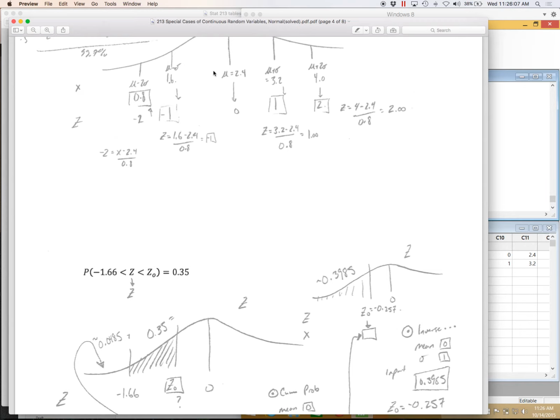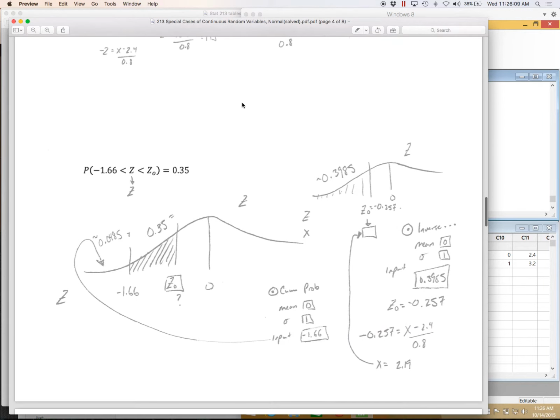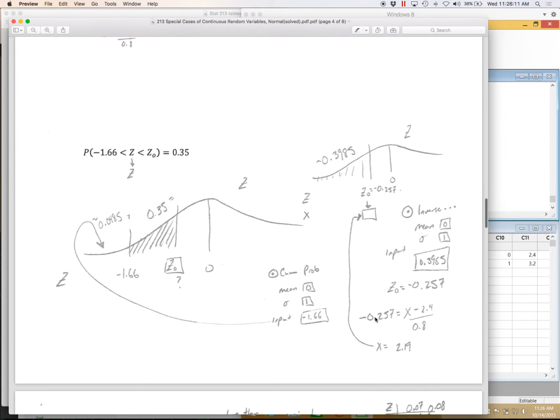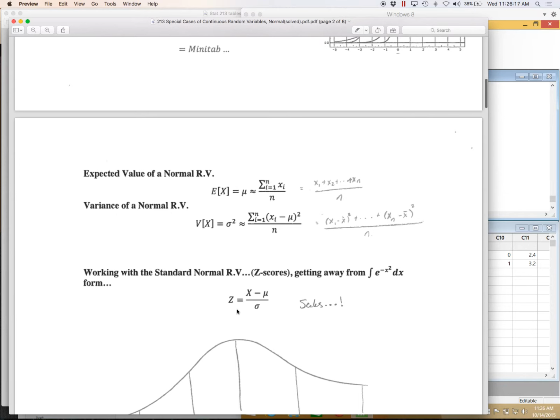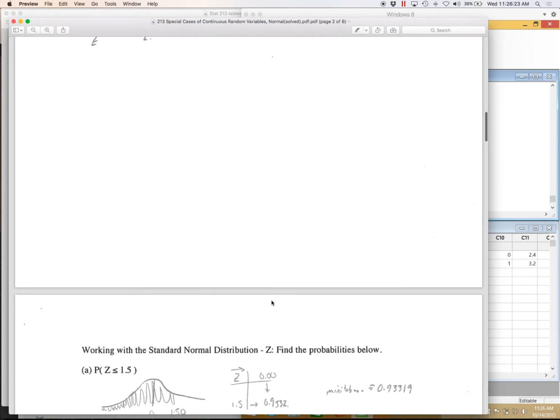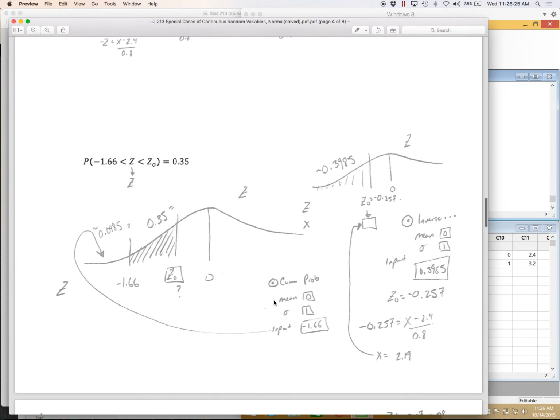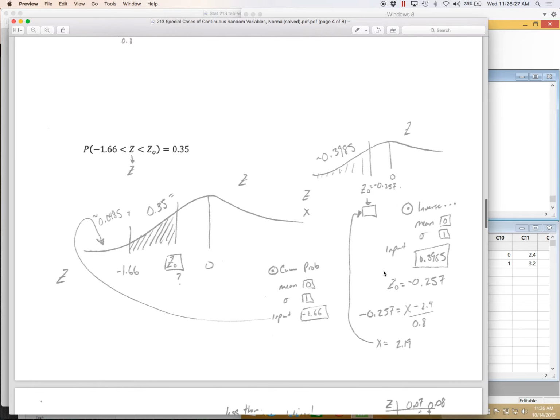I want to know what GPA it is. All I need to do is use my Z formula. Remember the formula. Let me just quickly go to it. Here is the formula right here. I have a Z. I'm trying to figure out an X. I know the middle. I know the spread. So let's go back. I know the Z I've just calculated. The Z is negative 0.257. The X is the thing I'm trying to find out.